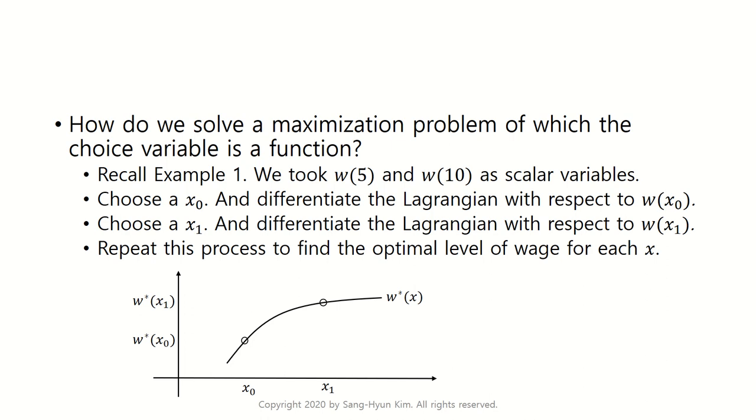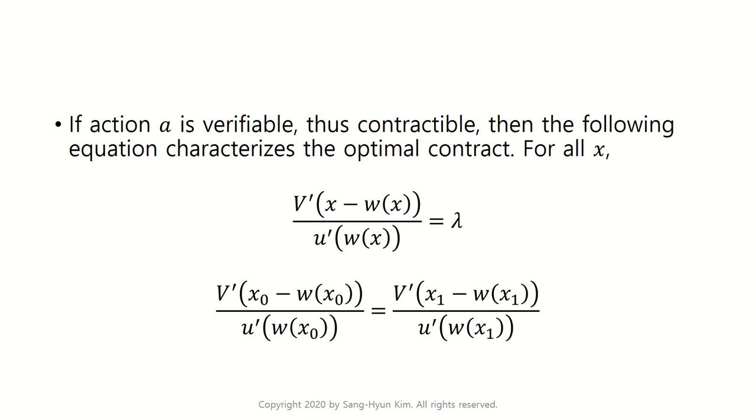We do that many times, and then we connect the dots. Then we'll see the optimal wage function like you see in the diagram. We will find the w star function by connecting dots. That's the idea. So we differentiate the Lagrangian with respect to w of some x. We did it, and then we rearrange the terms, and then we have this expression.